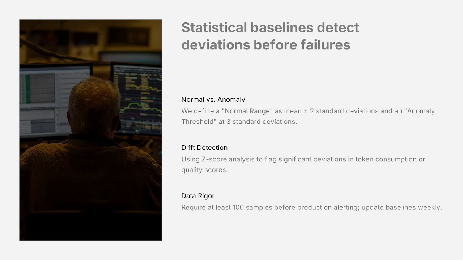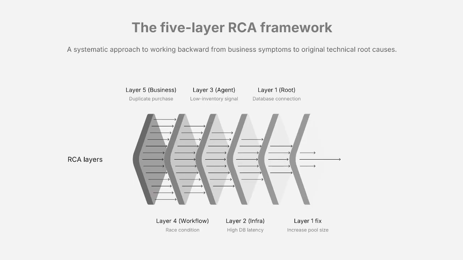So drifts are abnormal changes. Deviation from giving correct output is a drift. You can use z-score analysis to flag significant deviation in token consumption or quality score. Then you can also use data rigor, which requires at least 100 samples before production alerting. So update baseline weekly. You don't just build agents and leave them to work. Make sure you always update your baseline.